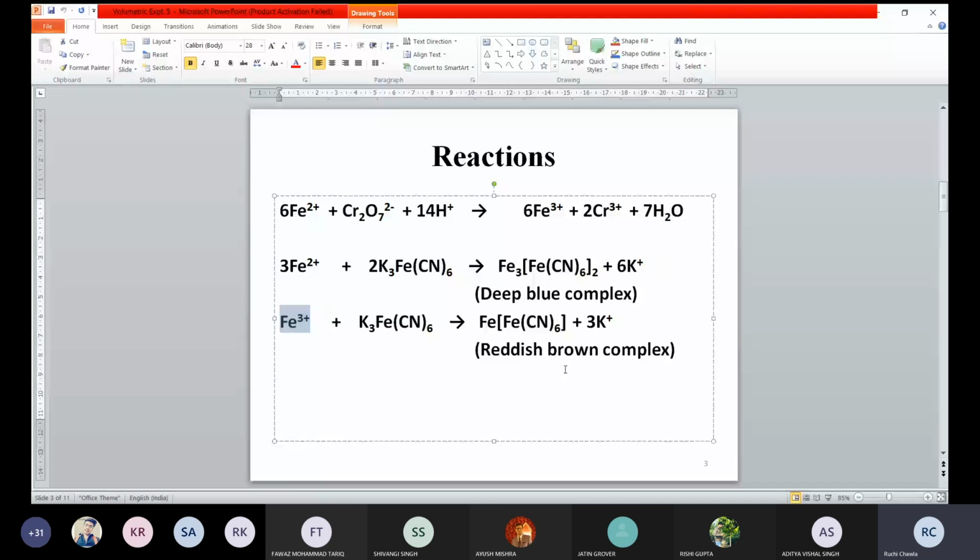So are the reactions clear to everyone? In fact, if you follow the manual on the institute's website, you will see that only the first reaction has been given and these two reactions have not been given. So please take a screenshot, or you can copy them down and note the reactions for the indicator part. Yes, somebody was asking something.